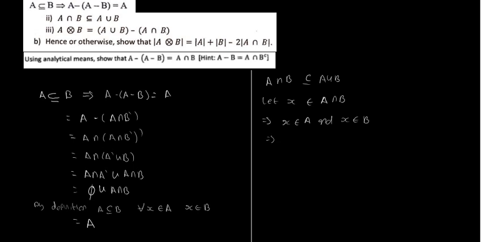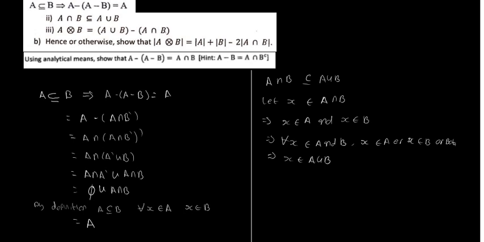What do we know from here? We can say, for each and every x that is a member of A and B, x is a member of A, or x is a member of B, or both. So for each and every x that's a member of A and B, x is a member of A, or x is a member of B, or x is a member of both. This then implies that x can also be a member of the union set.